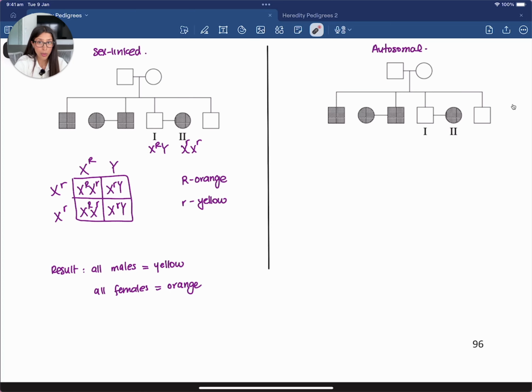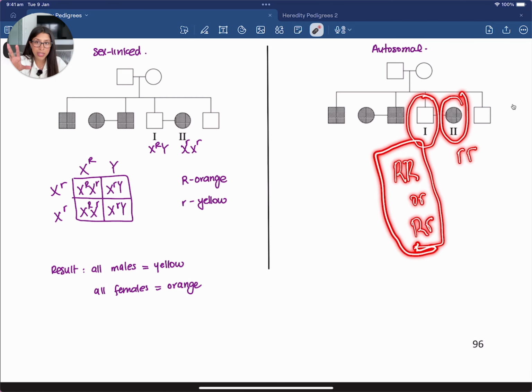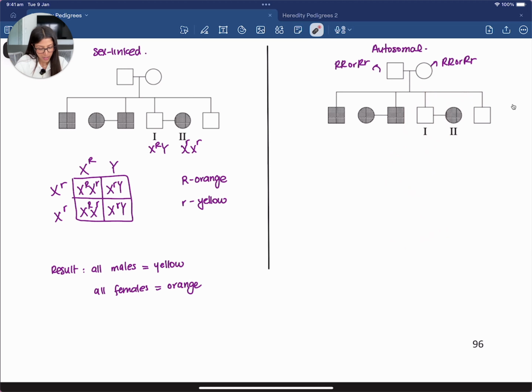Now, if it was autosomal, on the other hand, we'd be able to determine this person's genotype. They would just be little r. But this person could either be homozygous or could be heterozygous. Now remember, if you don't know what the exact genotype could be, the only way you can figure that out is by looking at that person's parents or their offspring. So to work out which one it could be, we have to look at the parents here. So the parents could also have either one of these options. We don't really have enough data to determine which one it could be.